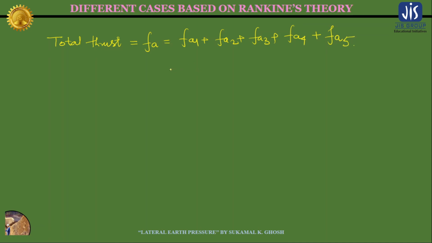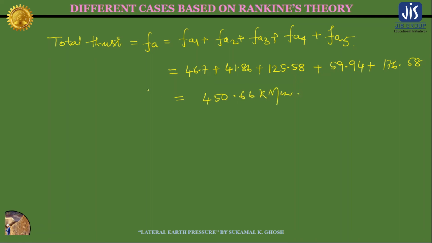Okay, so the value of Fa1 was 46.7, the value of Fa2 was 41.86, the value of Fa3 we have calculated as 125.58, the value of Fa4 is 59.94 and the value of Fa5 is 176.58. Okay, so if you solve it, you will have 450.66 kilonewton per meter. Okay, so this is the total thrust.